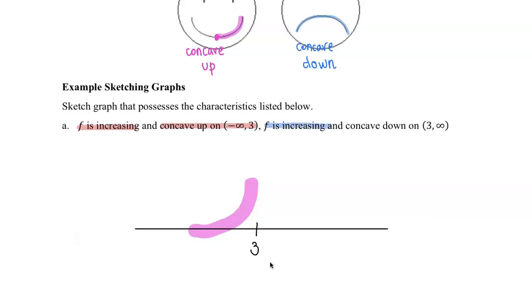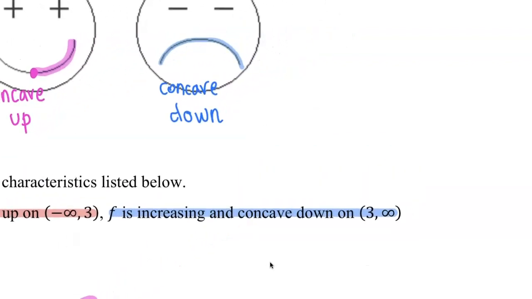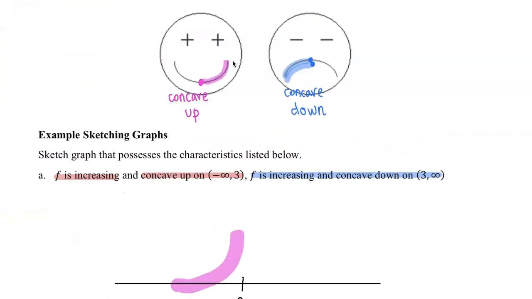F is increasing again, but this time concave down on 3 to infinity. So I'm looking at the concave down graph this time, but only half of this frowny mouth is increasing, right? So look, if that is the middle, only this part of the graph is increasing, right? Only that much of the graph is increasing. So that's what I want to copy for the right side of 3. So I'll copy this. And I'll place this over here. And ta-da, we have a graph now.